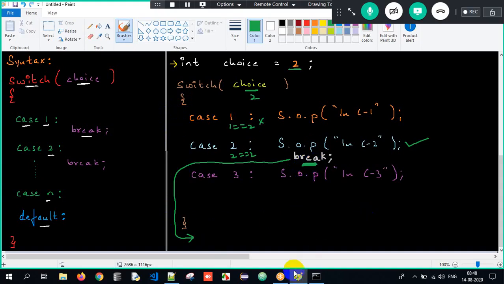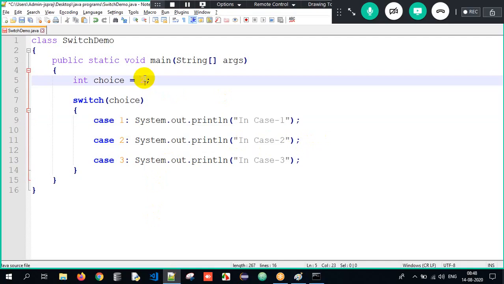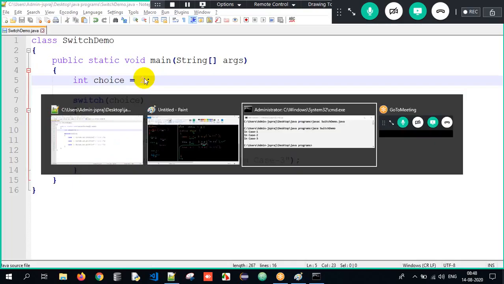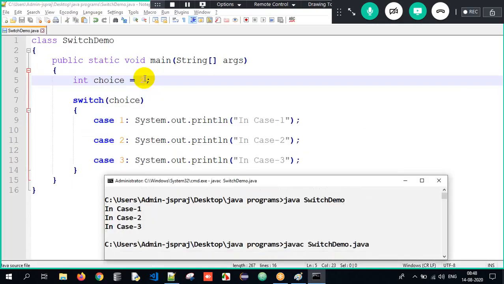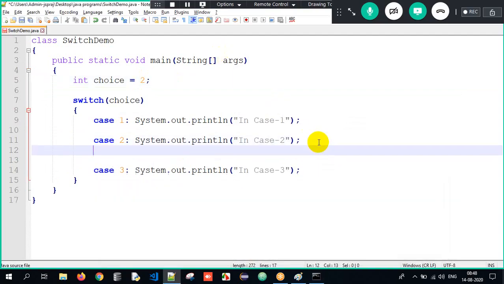Okay, now let me execute it once. So what I do, I give the choice as 2. What is my expected output? In case 2, right? But look at the output what I get. In case 2 also I'm getting, in case 3 also I'm getting, right? So therefore, in order to make it efficient, I have to just make use of the break keyword over here, right?